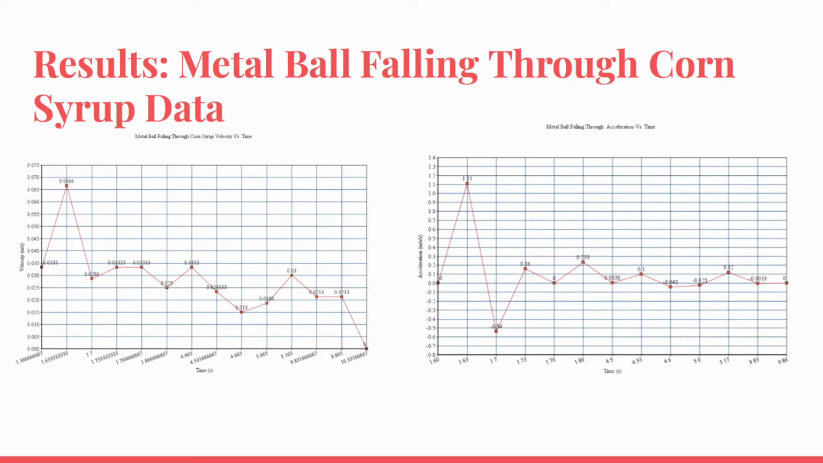The same rules regarding the first set of data for water also apply to the set of data gathered for the metal ball falling through corn syrup, which is displayed right here. The data presents a clear trend downward with regards to velocity versus time on the left, and after about 1.7 seconds, the acceleration due to time presents very little change until the end when the ball completely stops on the bottom.